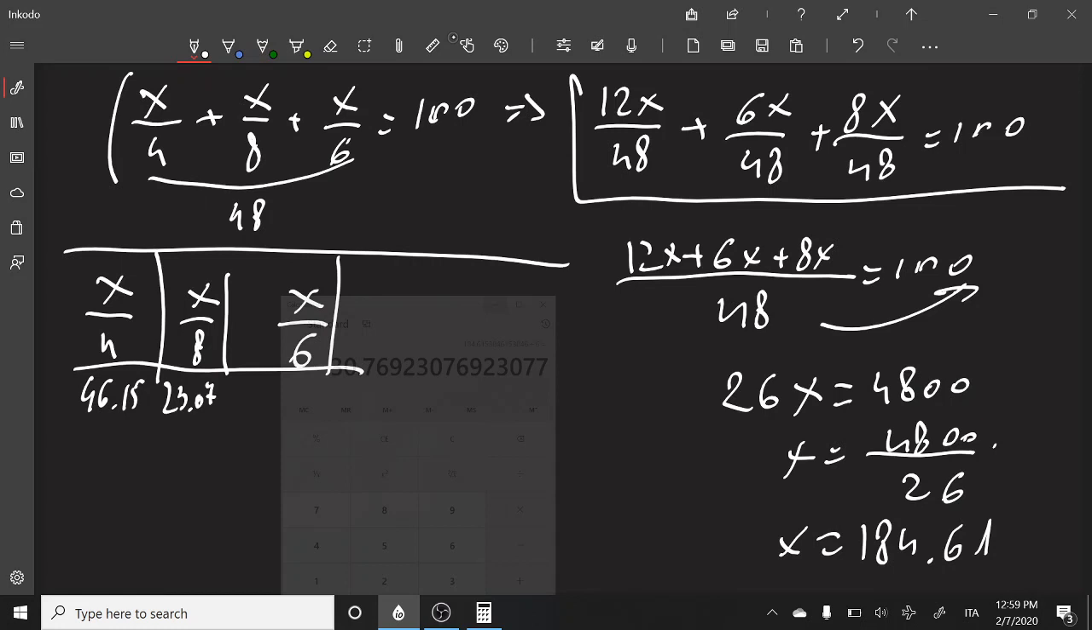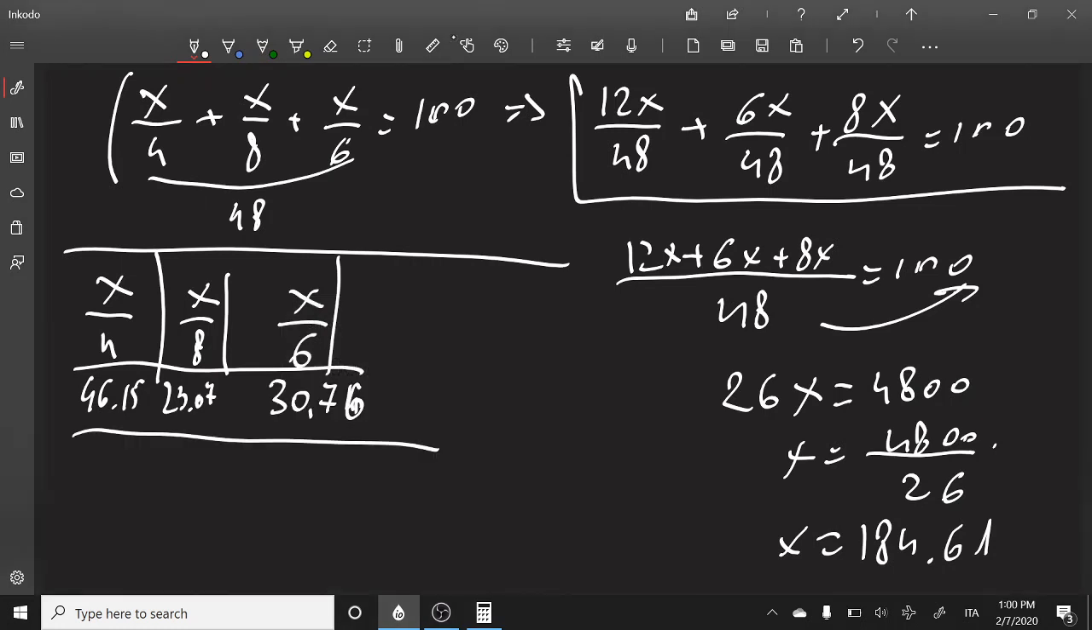Now we have 46 plus 23 plus 30, which is almost 100, but if you keep the fractions of 0.15 and 0.67 here, you're going to get something like 47 plus 23 plus 30. It is almost $100.